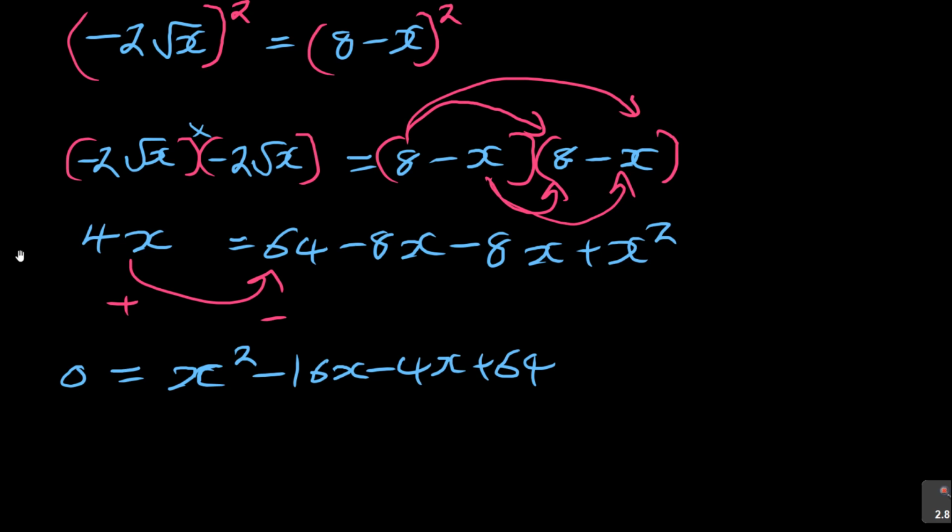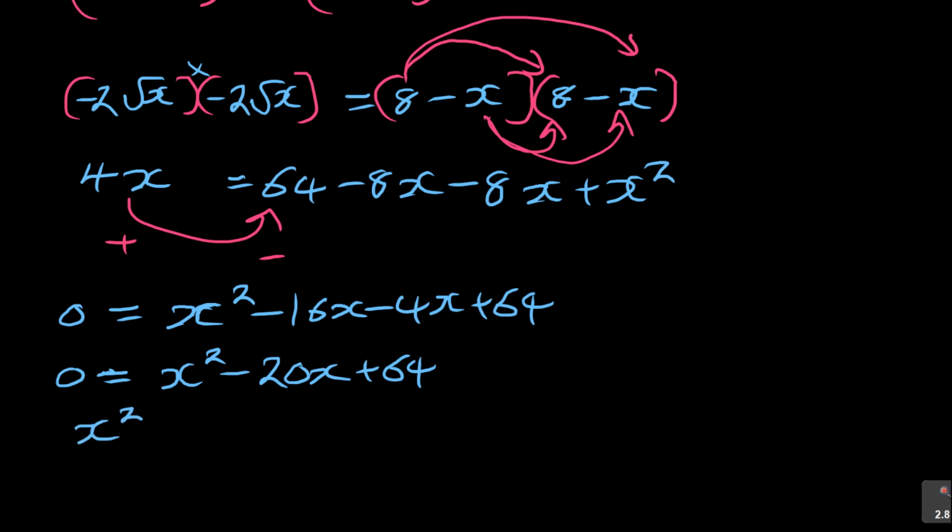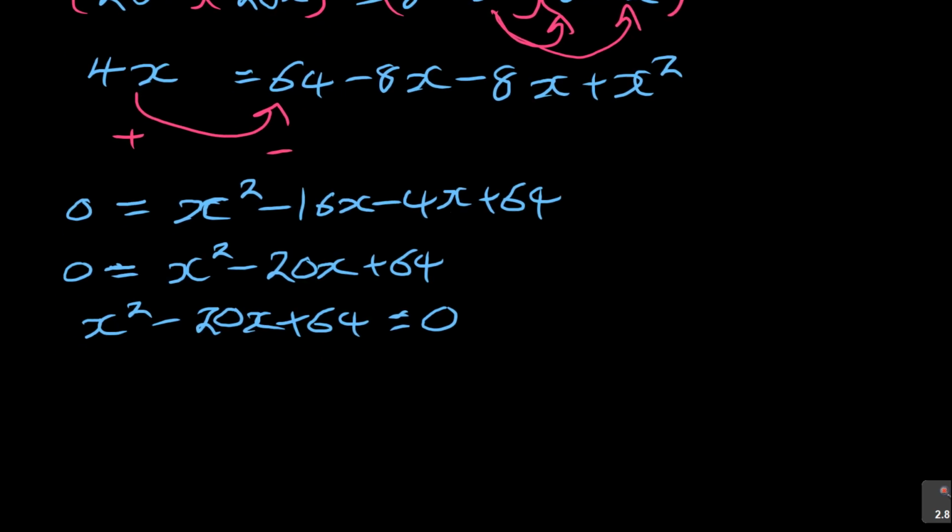Right? And when you continue again, you need to add. It's 0 is equal to x squared. This is now minus 16 and 4 is minus 20x, and it's plus 64. Okay, you can rewrite it as x squared minus 20x plus 64 equal to 0. It's already like that. It's a quadratic equation here.